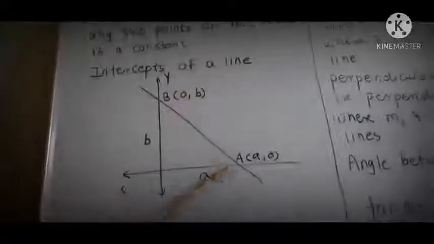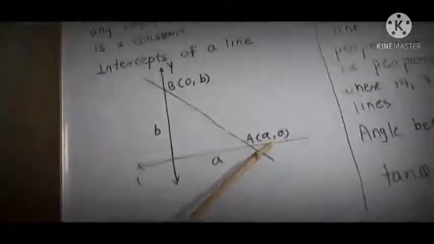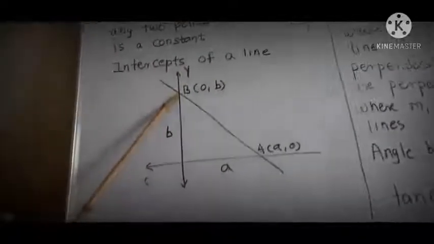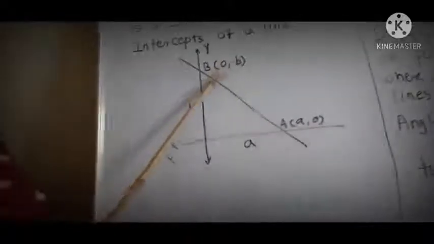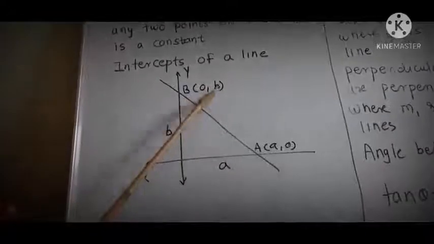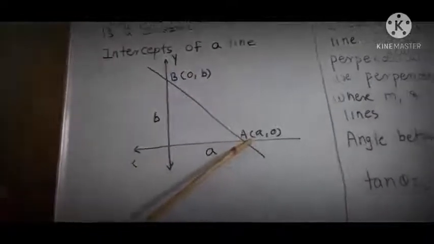Now, the intercept of a line. If a line intersects the x-axis, it is called the x-intercept. If a line intersects the y-axis, it is called the y-intercept. So (0, B) is the y-intercept, and A is the x-intercept.